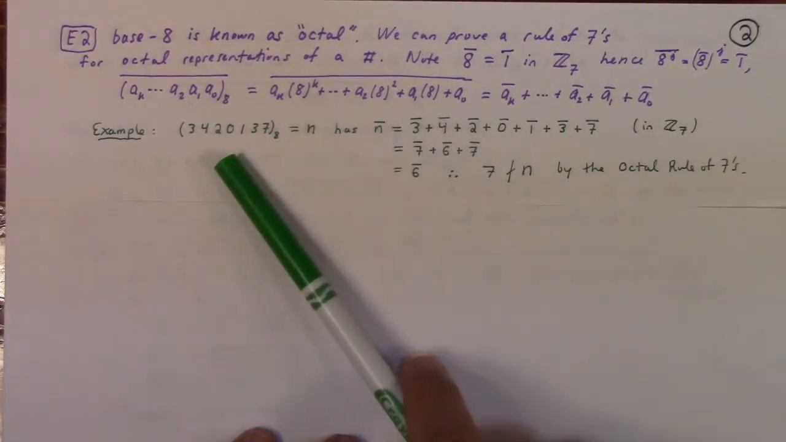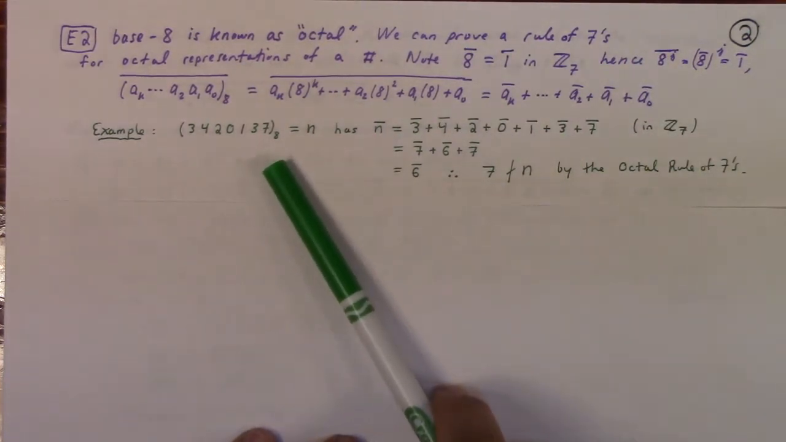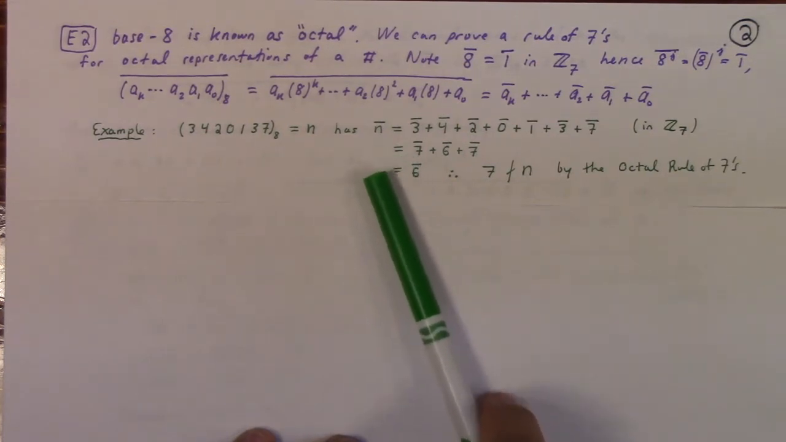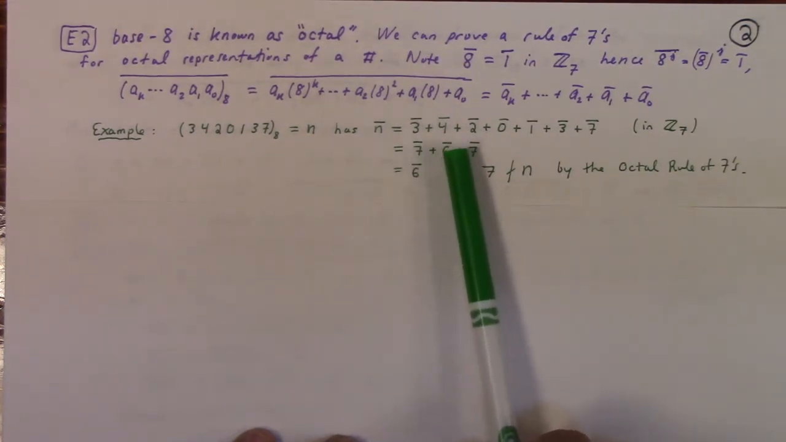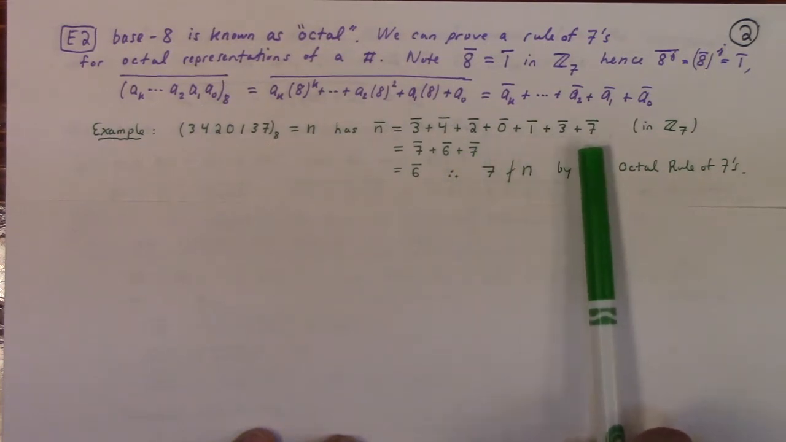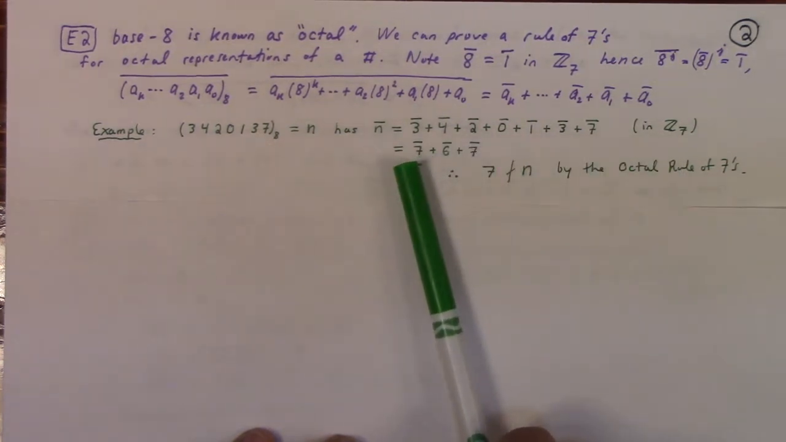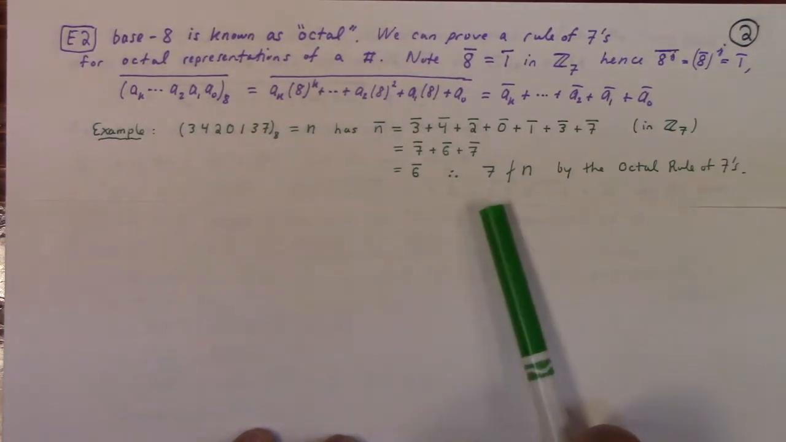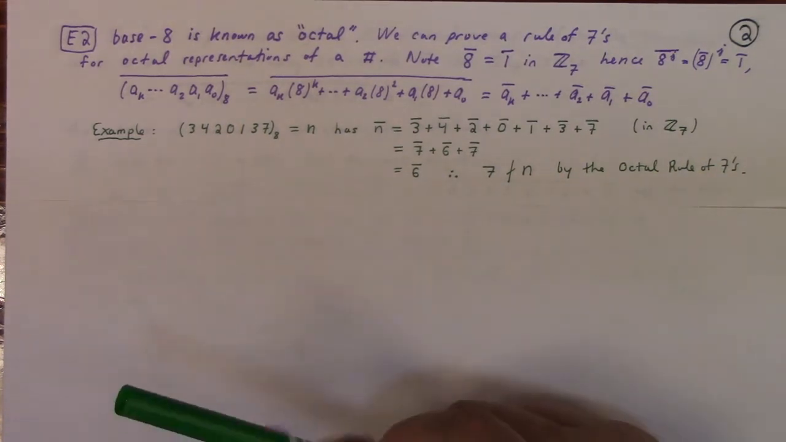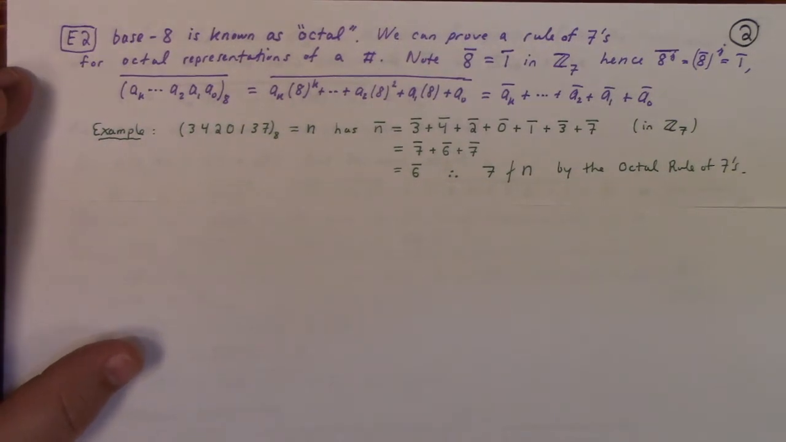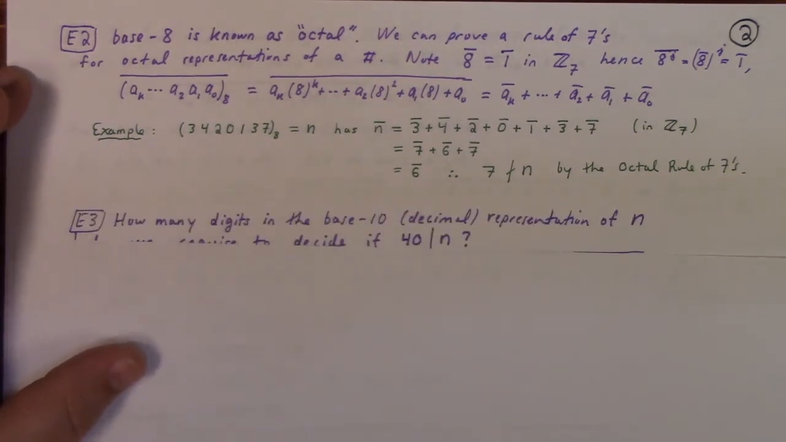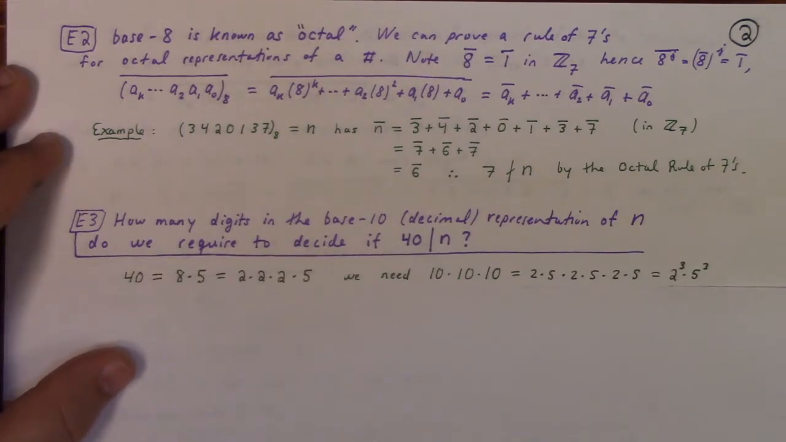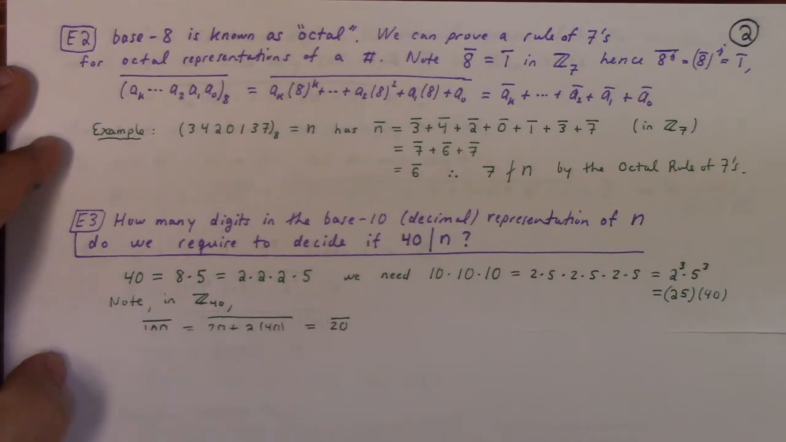So for example, this octal number 3420137 base 8 has n bar equal to 3 bar plus 4 bar plus 2 bar plus 0 bar plus 1 bar plus 3 bar plus 7 bar in Z7. And so you group things together and you get 6 bar. So, yep, that number is not divisible by 7, by the octal rule of 7s. So there you go. There's all kinds of fun things like this, right? Like you can look at a rule of 11s for decimal numbers. Maybe I'll give you that as a homework problem or something. There's a lot of things like this you can do.